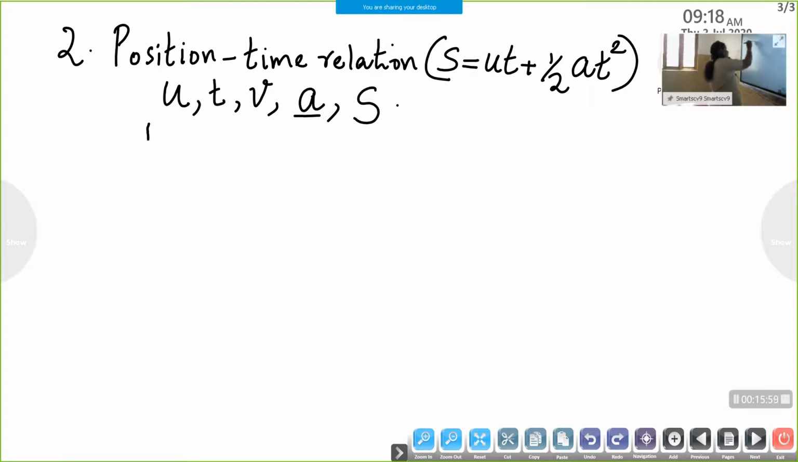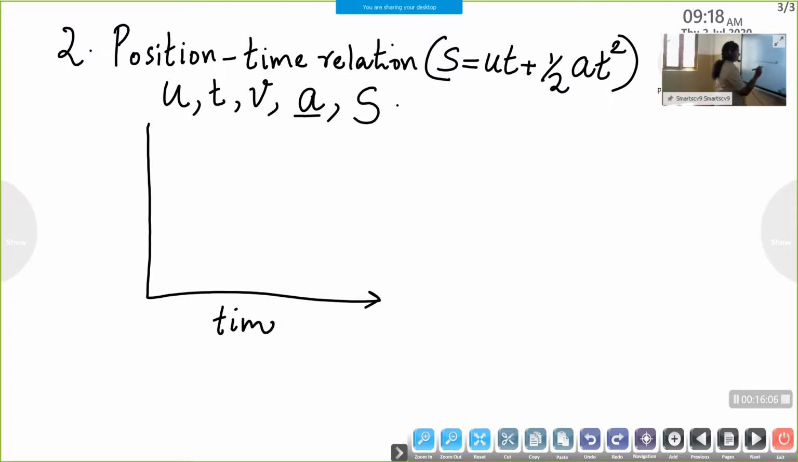So, again I am drawing the velocity-time graph. So, here time, then velocity.